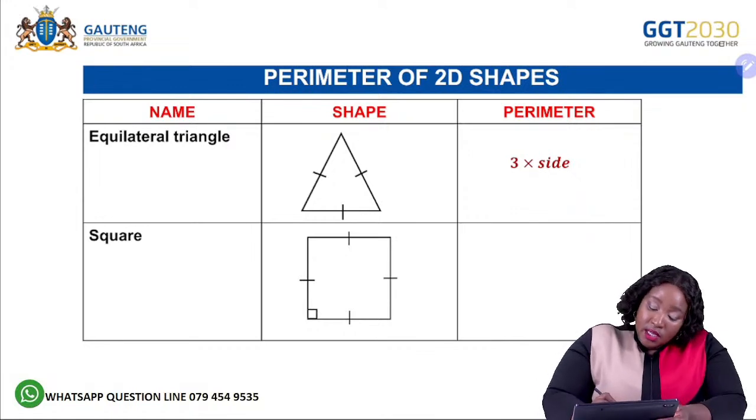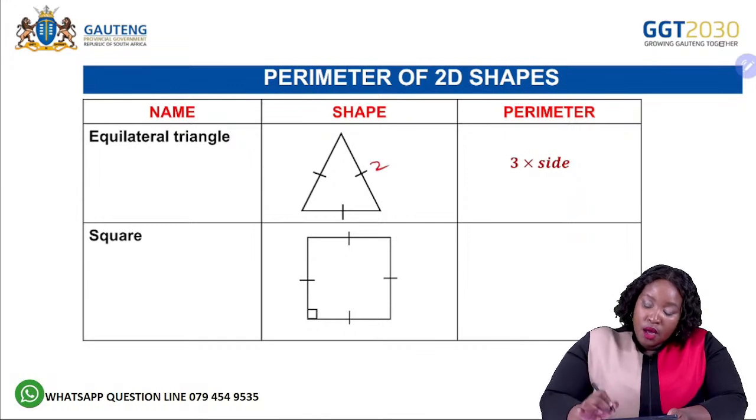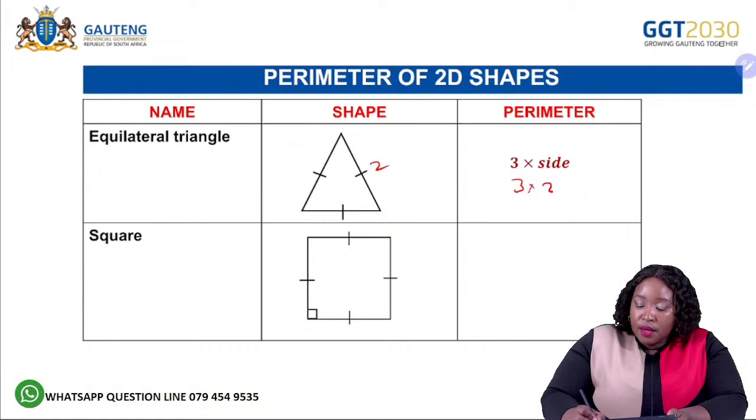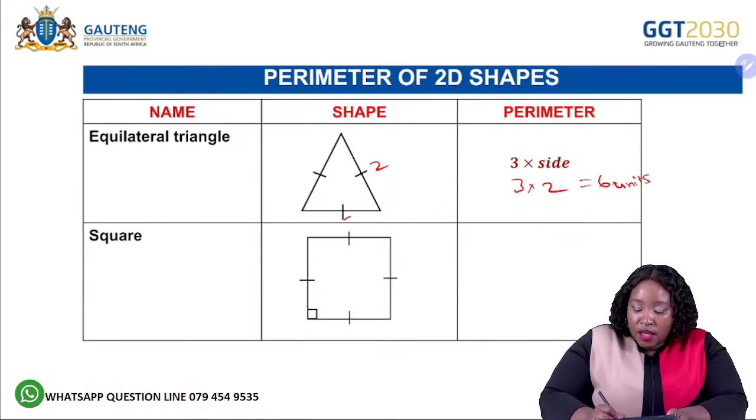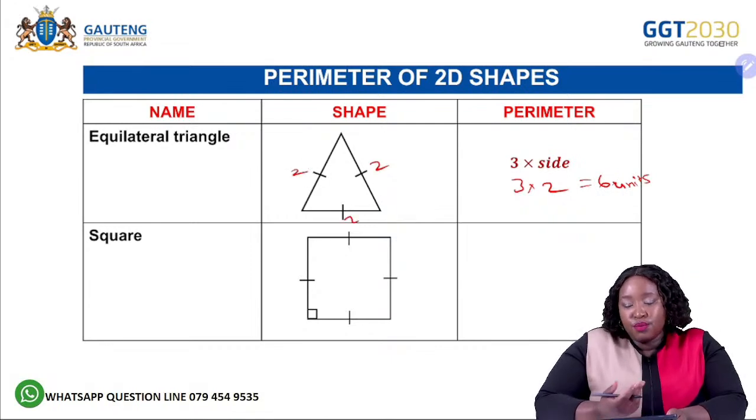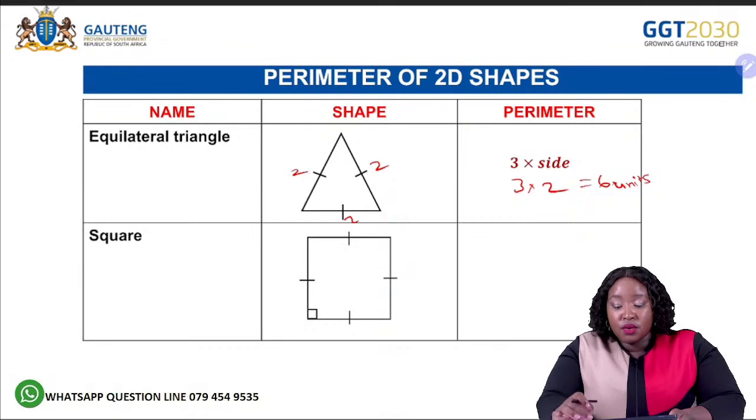So if this is 2 units, okay, then that means you would do 3 times 2 and you'd get your perimeter to be 6 units, right? It's the same as adding 2 plus 2 plus 2, right? That's what we are talking about here.